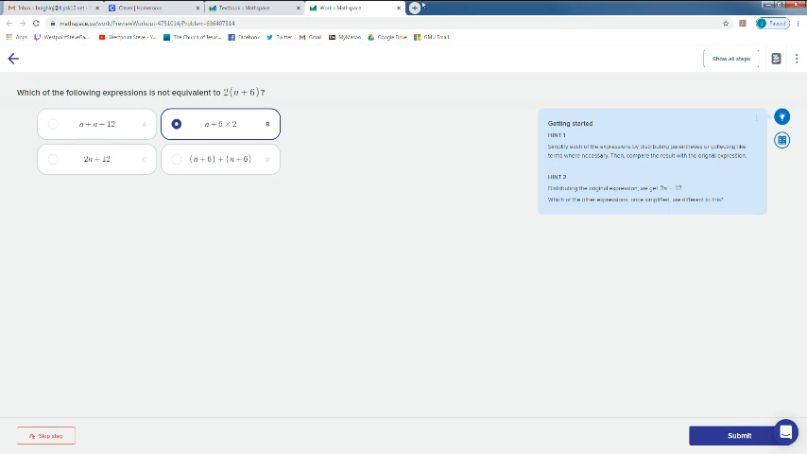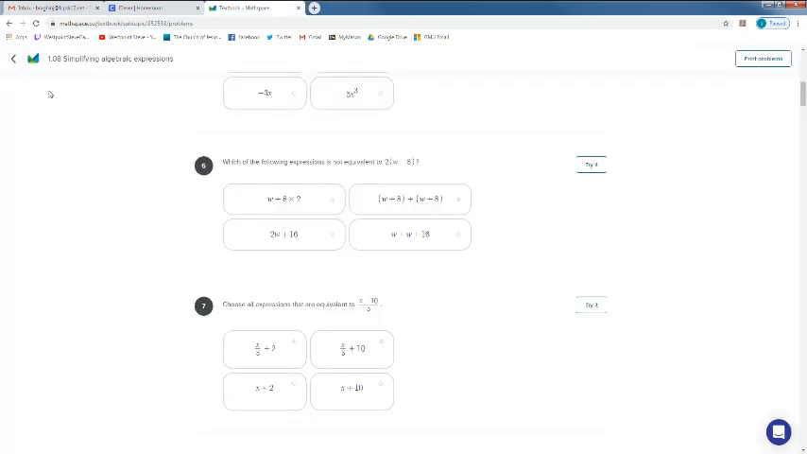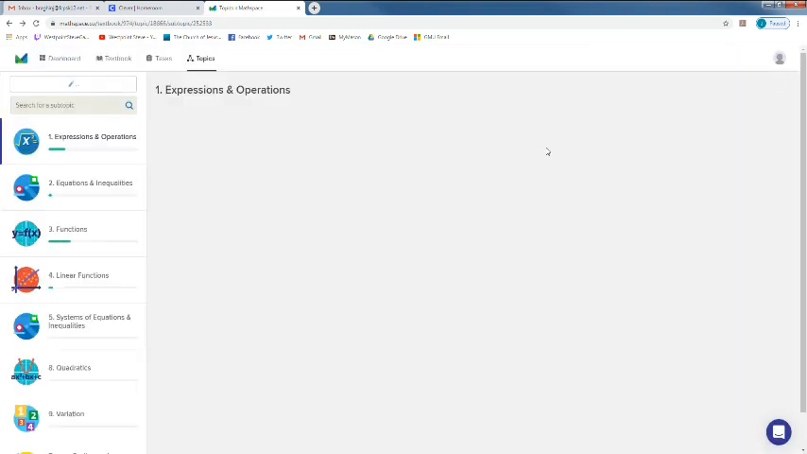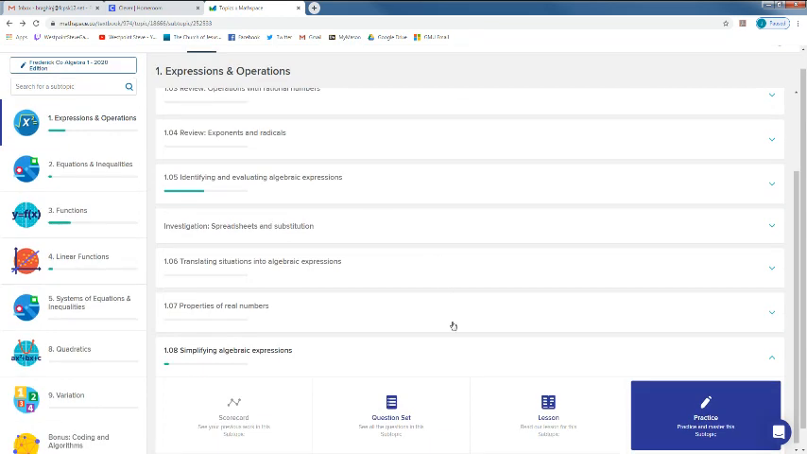All right. Now I'm going to exit out of that. So you can try out the problems. If you really wanted to, you could print them out. There was an option for print if you have a printer at home.